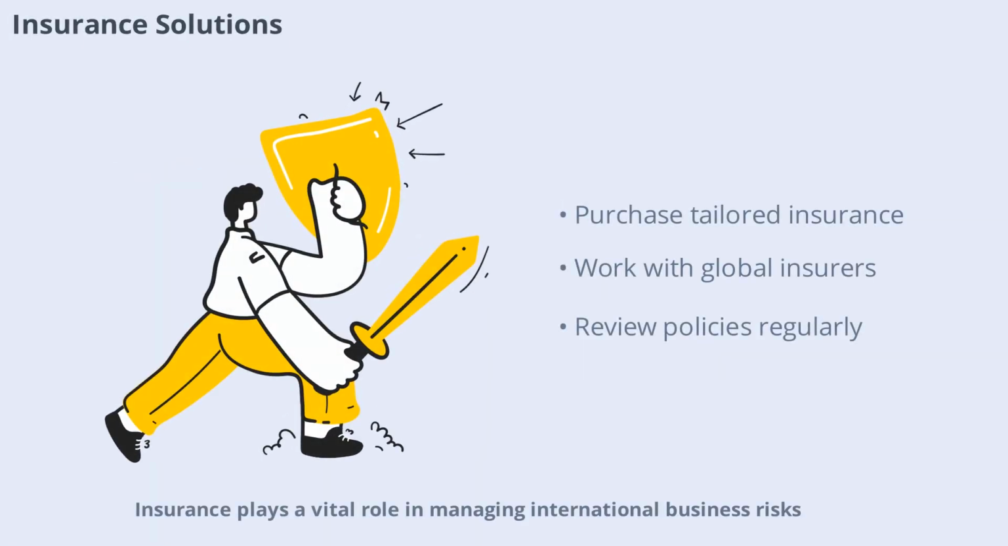Insurance plays a vital role in managing international business risks. Companies can purchase policies to cover credit risk, political risk, or supply chain disruptions. Working with global insurers and customizing coverage to specific needs helps ensure adequate protection. Regularly reviewing insurance policies and updating them as business activities evolve is also important for maintaining effective risk management.